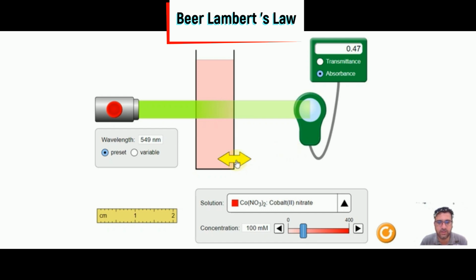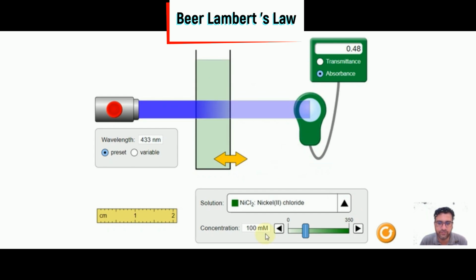Now we change the path length of the sample. As we increase the path length, absorbance increases. As we decrease the path length, absorbance decreases. You see here the preset wavelength is constant, 549 nanometer, and the concentration is 100 millimolar cobalt nitrate. We are changing just the path length. As we increase the path length, absorbance increases. As we decrease the path length, absorbance decreases.